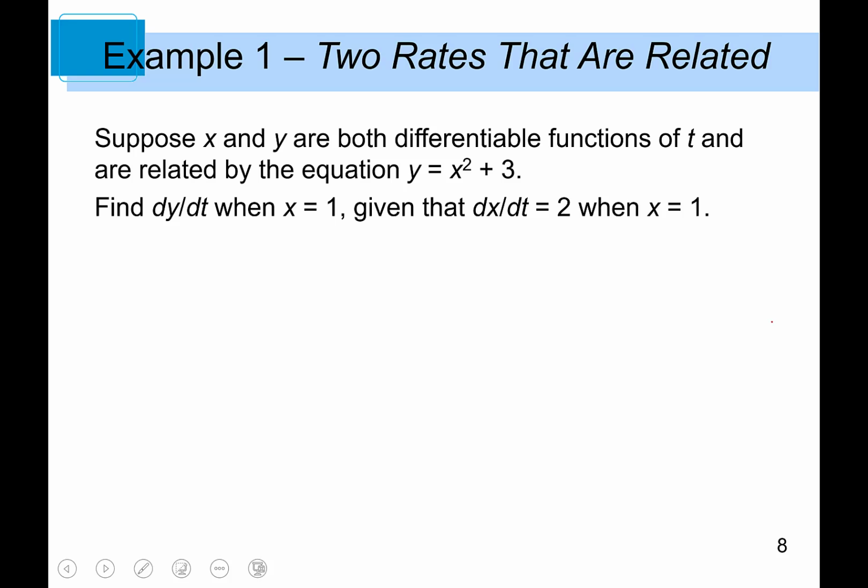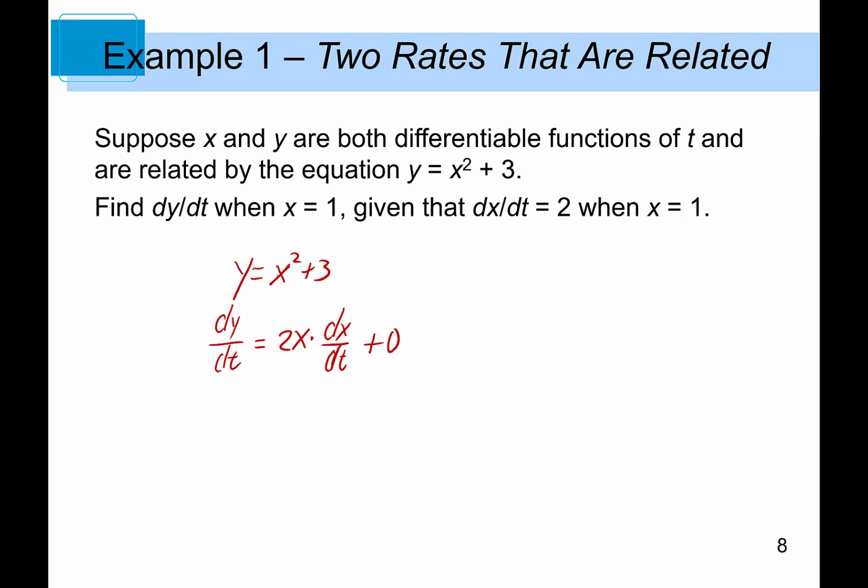Suppose that x and y are both differentiable functions of t and are related by the equation y equals x squared plus 3. Find dy over dt when x equals 1, given that dx over dt equals 2 when x equals 1. Okay, so first of all, we have to differentiate this implicitly with respect to time t. So first we do dy over dt. And the derivative of x squared is 2x. Just remember we have dx over dt. And the derivative of a constant becomes 0.